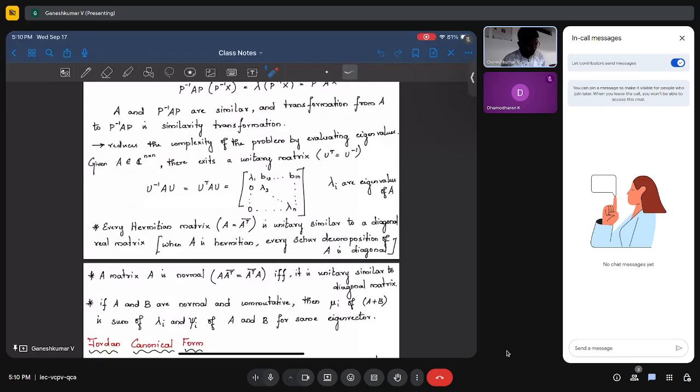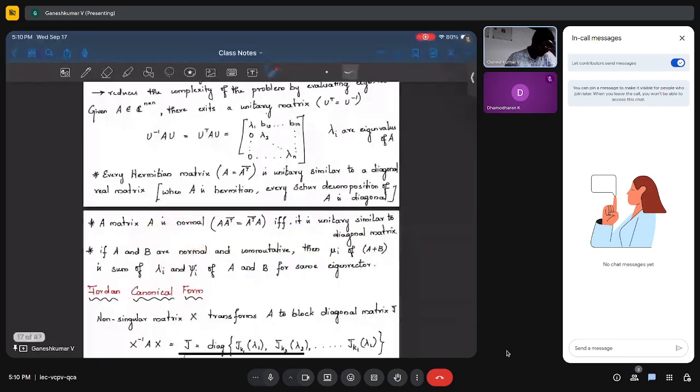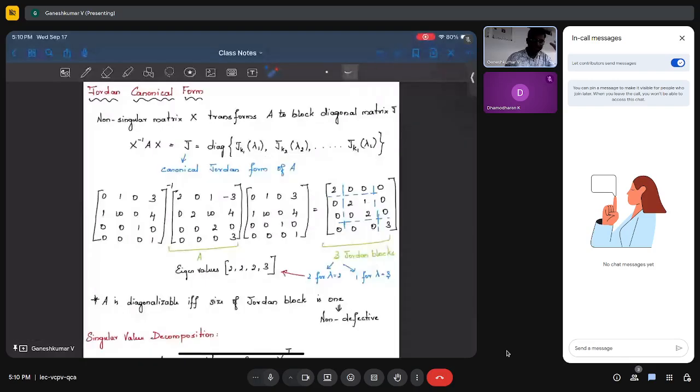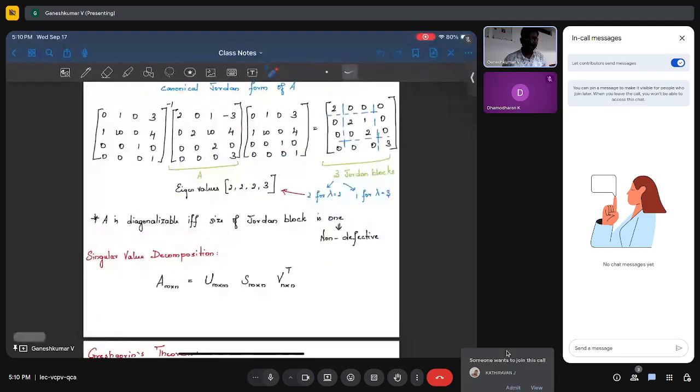and then we have the Jordan canonical form. We study the Jordan canonical form of a matrix, where you express this big matrix in terms of smaller Jordan blocks. And then A is diagonalizable if and only if the size of every Jordan block is 1. So that is the point of this.